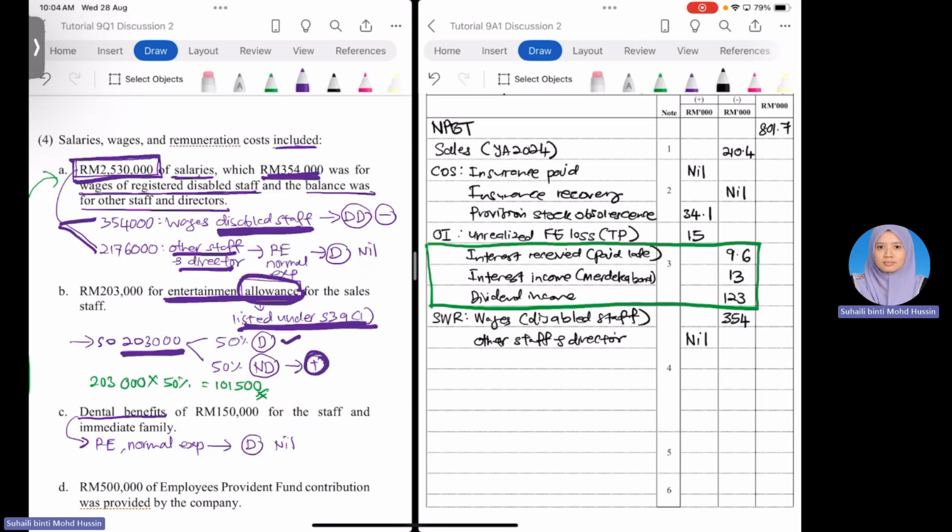another 50%. Okay, right, you already deduct in SOCI 203,000 ringgit, but for taxation purpose, in the adjusted business income level, only 101,500 ringgit allowed for deduction. Another 101,500 ringgit is not allowed for deduction, you have to add it back. Okay, so 101,500 ringgit not allowed for deduction, added back the amount.